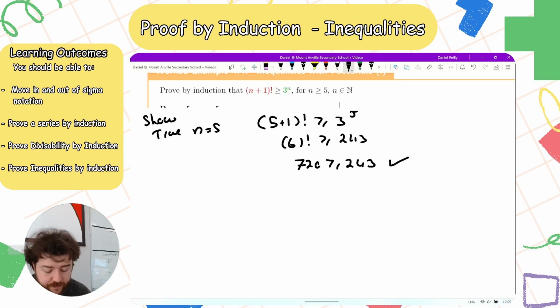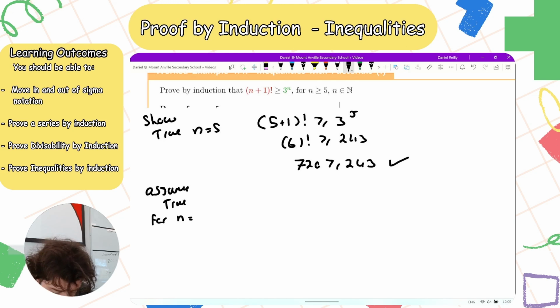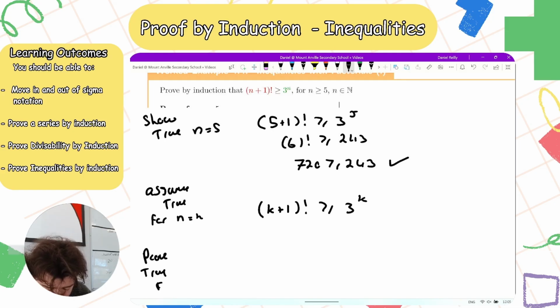That is true. So now we need to assume true for n equals k. It'll be (k + 1) factorial is greater than or equal to 3 to the power of k. And finally, prove true for n equals k plus 1.